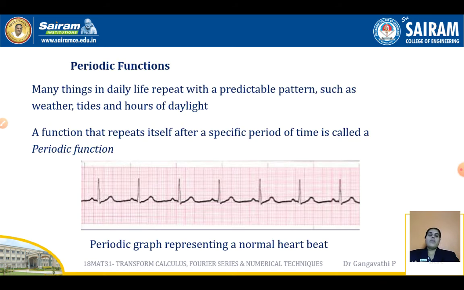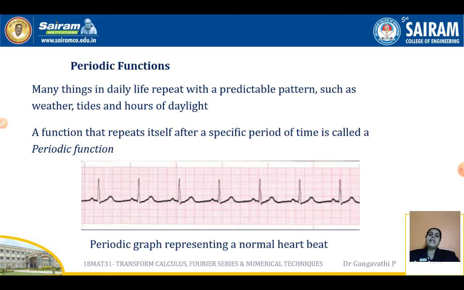Now let us see what a periodic function is. While explaining why we need Fourier series, I was telling that most of the periodic functions which appear as a result of engineering problems, we are going to study through Fourier series. So what is a periodic function all about?